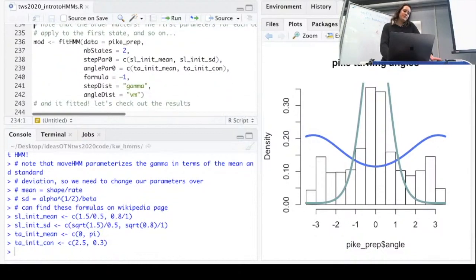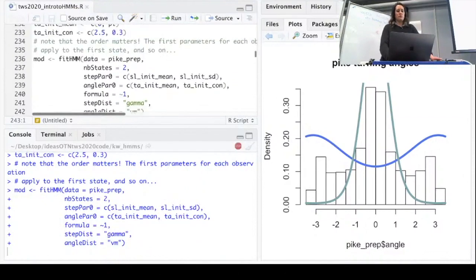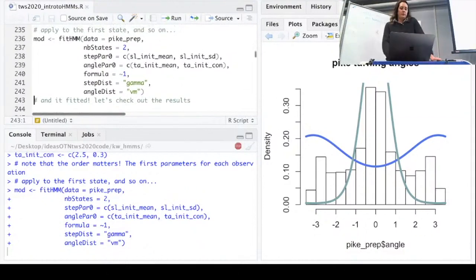Now we can fit a model. So we run this. Might take a little second. We can just talk really quickly about these arguments. The first argument obviously is your data, and you have to input the prepped data object from moveHMM. The second argument is the number of states. So here I'm telling it I just want to estimate 2 states. Then you input your initial values for your step distribution, initial values for your angle distribution, and then you can input a formula here.